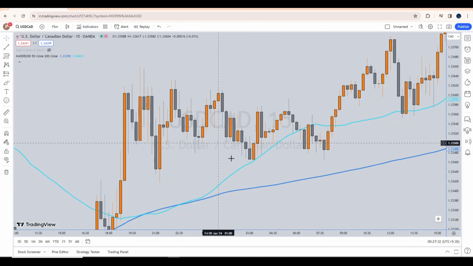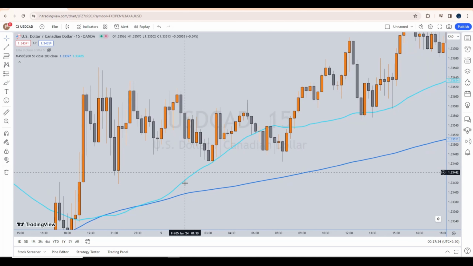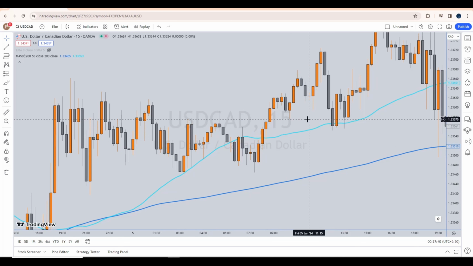so now I came to the charts. As you can see here, these are the candlesticks, and the two lines below are the moving averages. Moving averages are of different lengths. As you can see on the chart here, it is a 50 and 200 moving average.